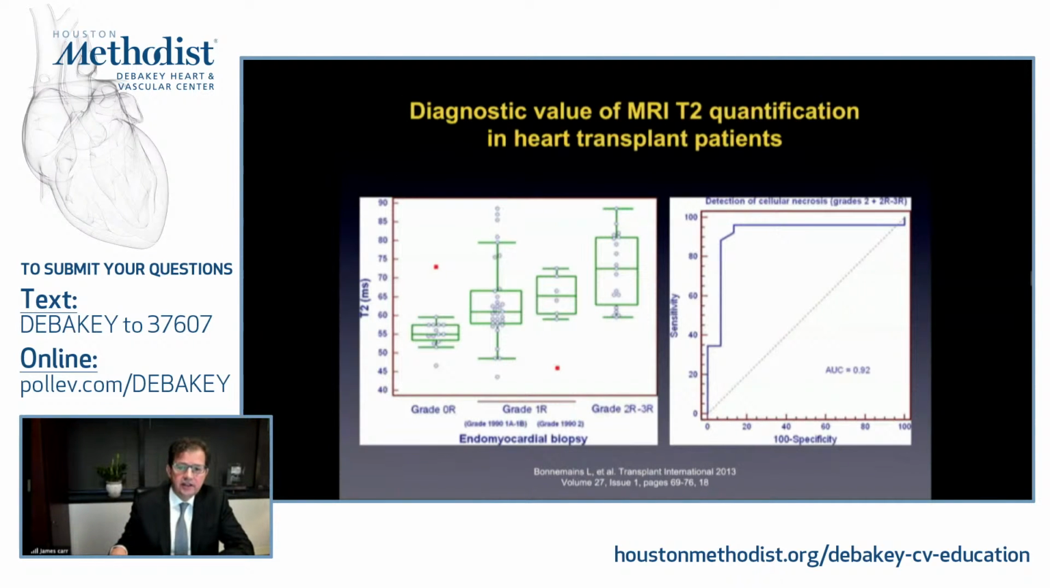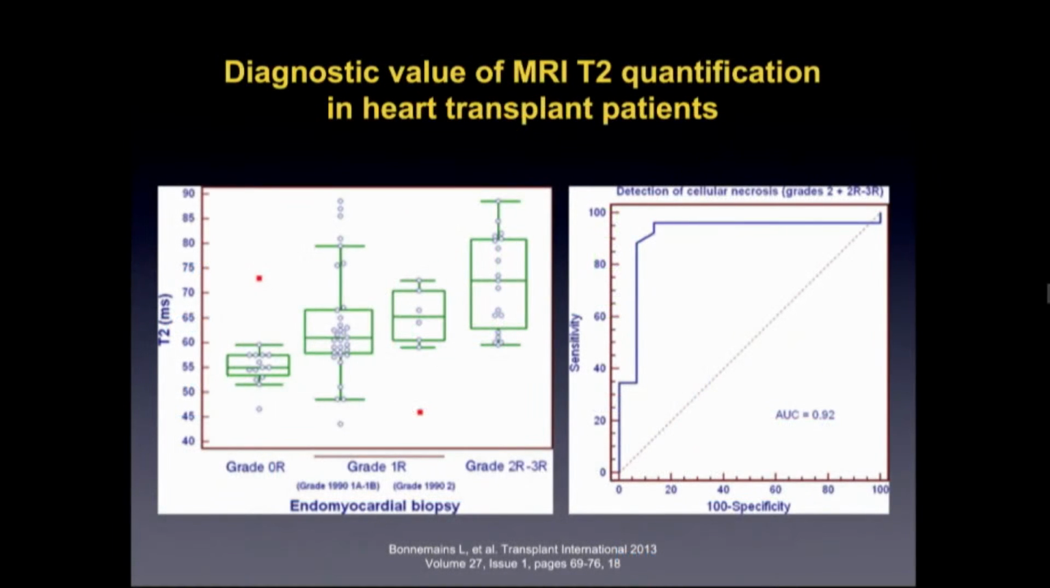Some of these findings have also been shown in additional studies. Here's a study out of France, this particular group have done a lot of work on MRI in the transplant heart, and they looked at the T2 values across different grades of rejection. And you can see that it does track up. The higher values of T2 tend to occur in the higher grades of rejection.